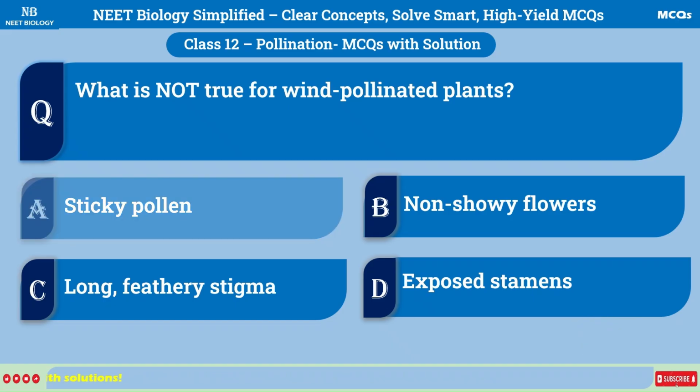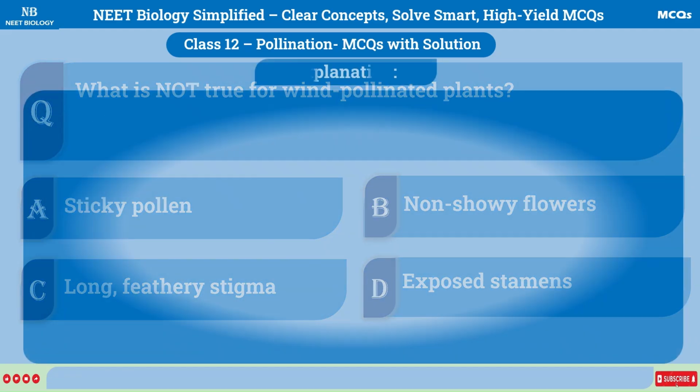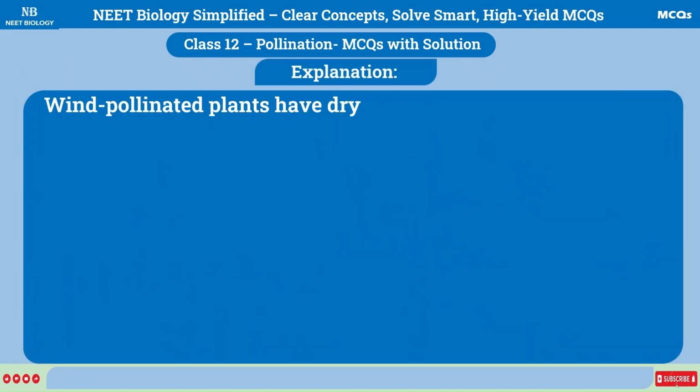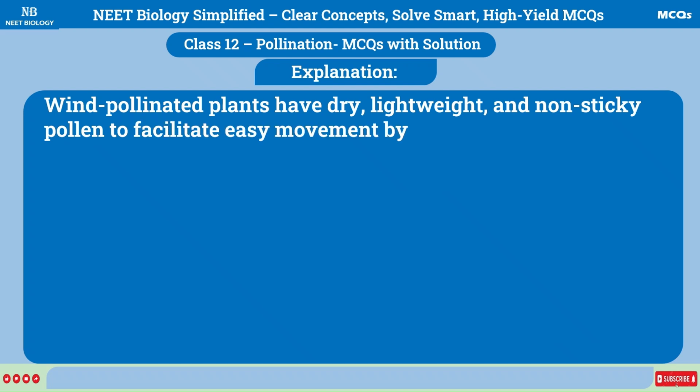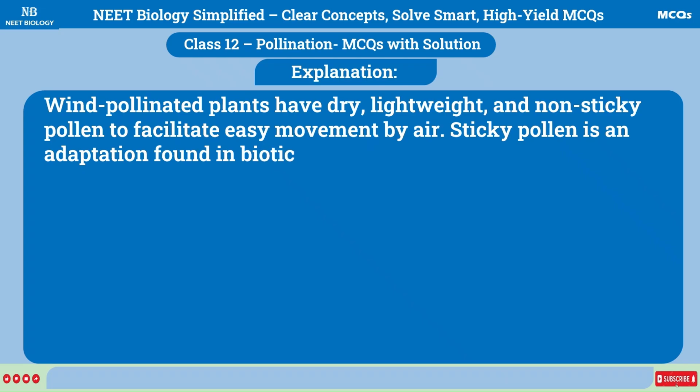Correct answer is A. Sticky pollen. Explanation: wind-pollinated plants have dry, lightweight, and non-sticky pollen to facilitate easy movement by air. Sticky pollen is an adaptation found in biotic pollination to adhere to pollinators.